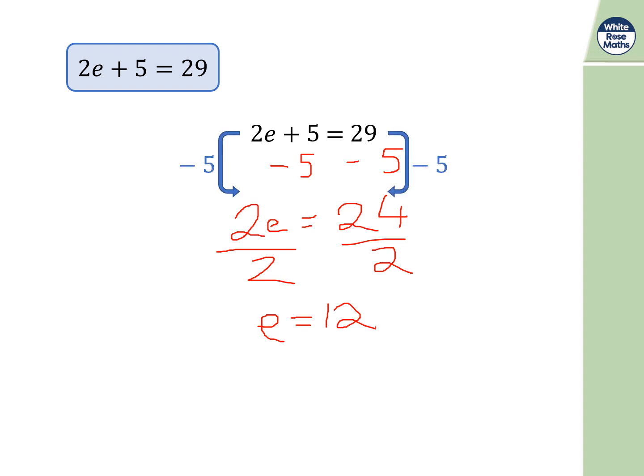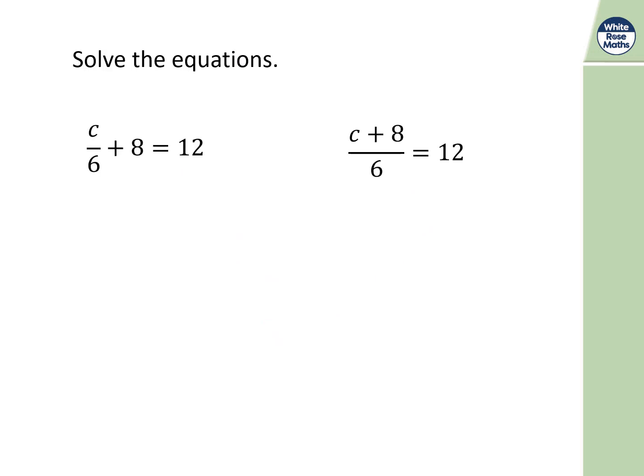Here is the answer from White Rose Maths. Okay, solve the equations. So pause the video and have a go at these questions, and then press play when you're ready. So this one here, I'm going to take away 8 on both sides to balance it. So I get C over 6 is equal to 4.